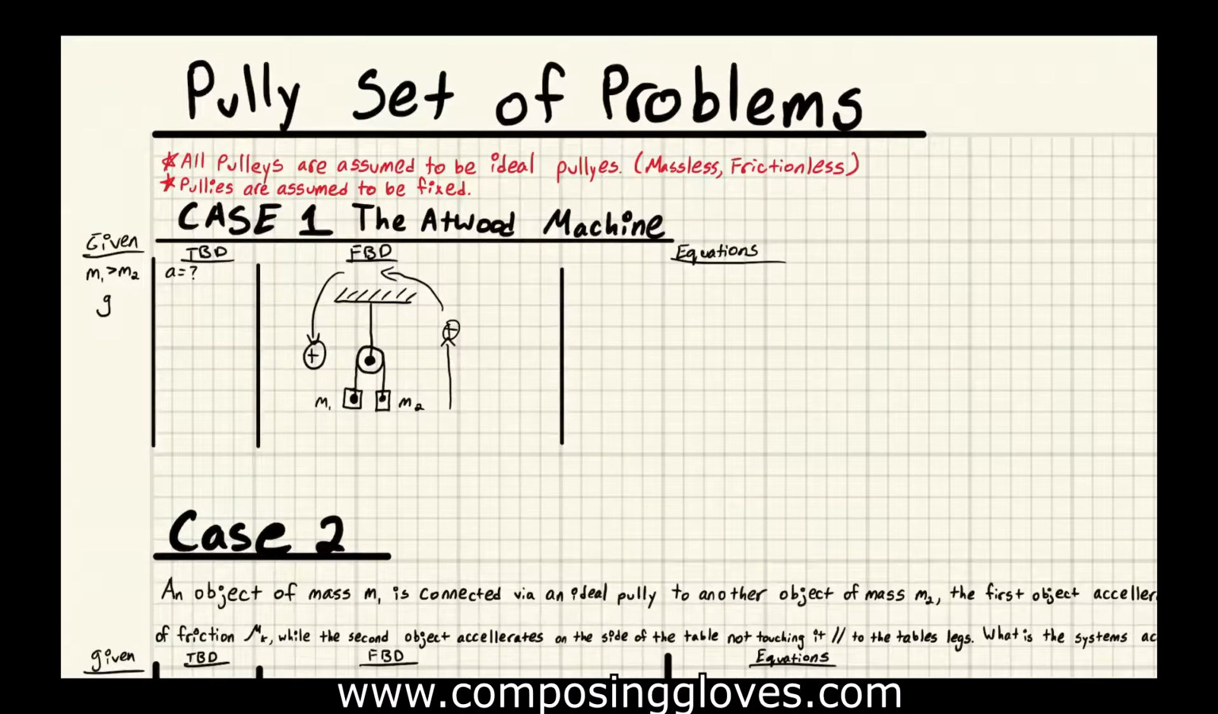Case one is called the Atwood machine. It's named after a guy, so you can go check out all the cool things about the Atwood machine. It was used to verify a bunch of stuff, but we just want to solve our simple problem.